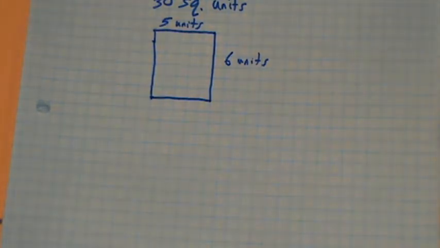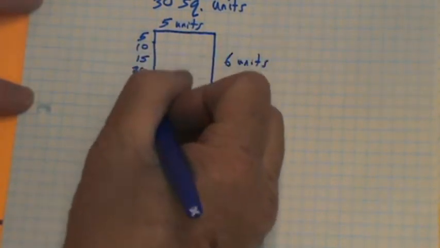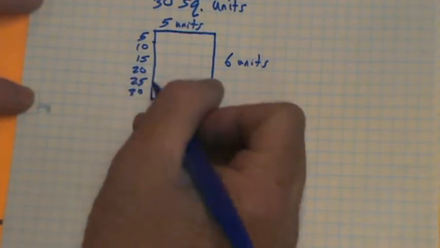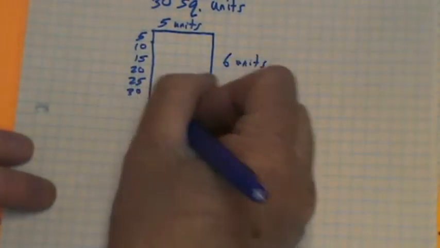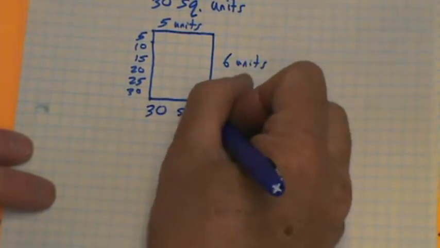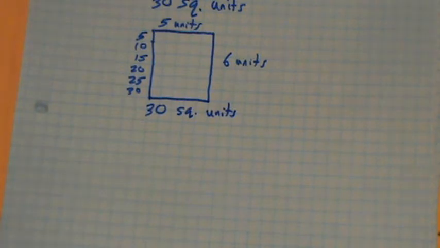But Mr. Leggett, we just did that. I know we just did it, but I'm showing you another way. So we go 5, right? 10, 15. See how I'm counting? 5, 10, 15, 20, 25, and 30 square units. So I'm going to write 30 SQ units. SQ. And now that's just one way of doing it.